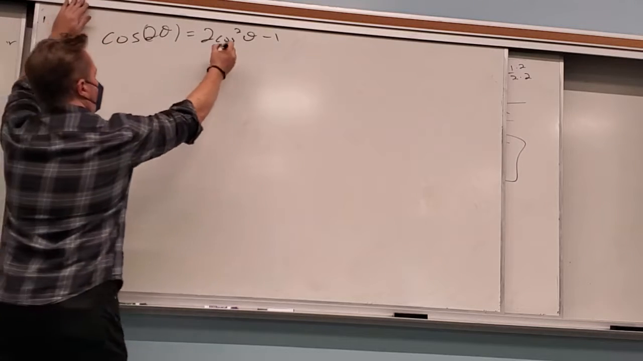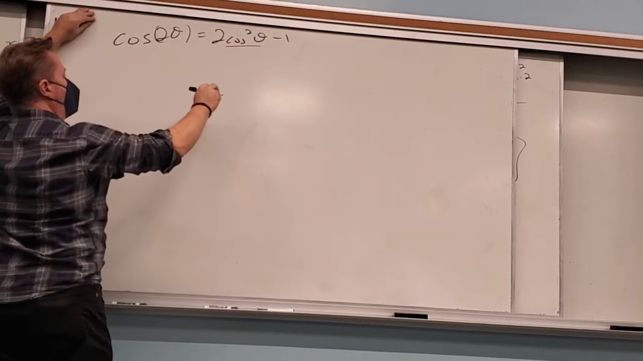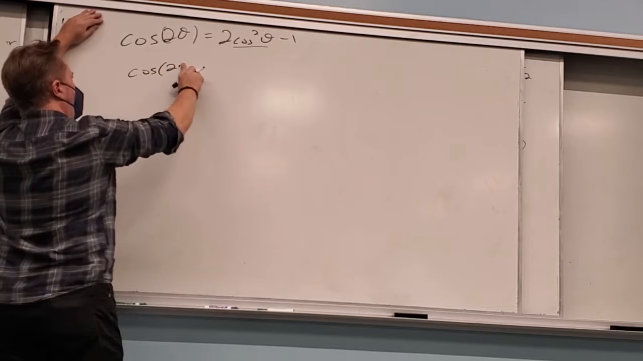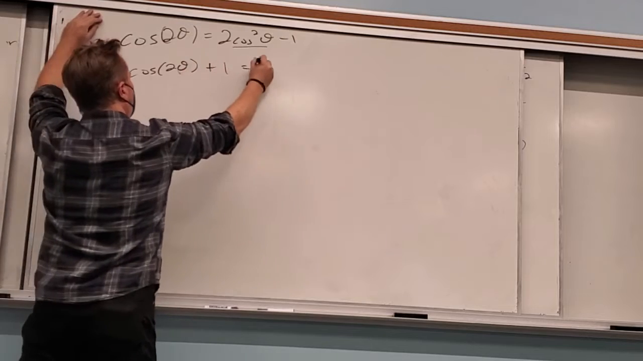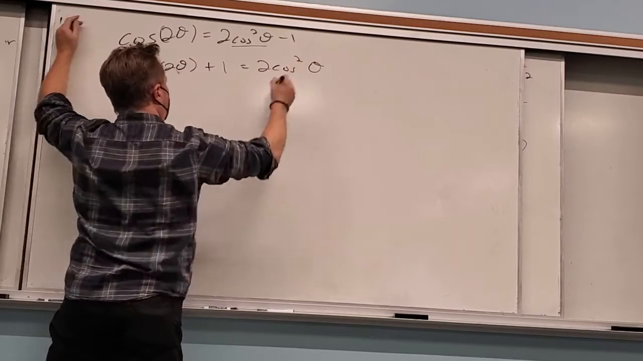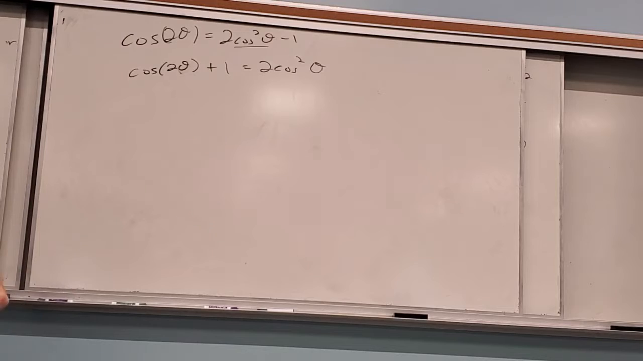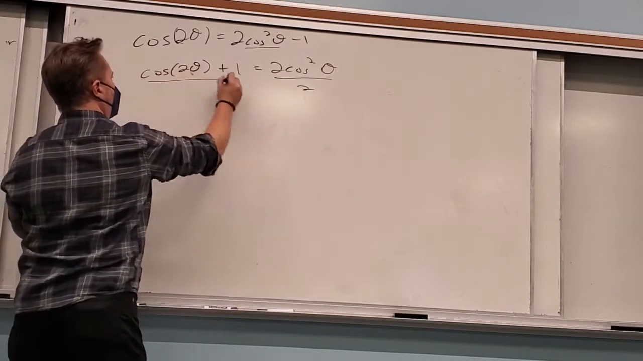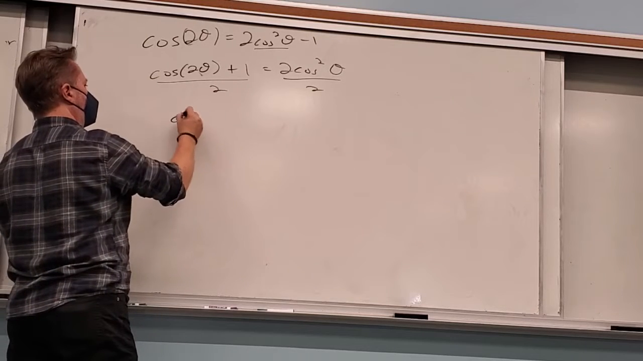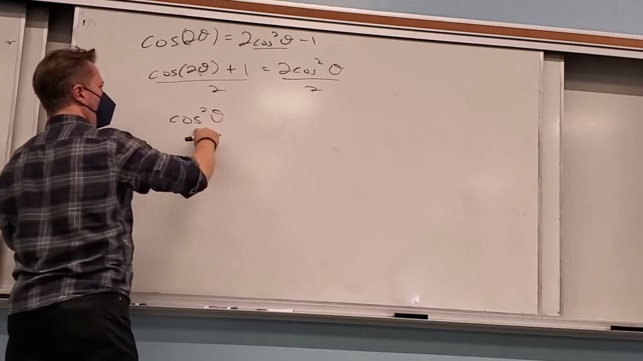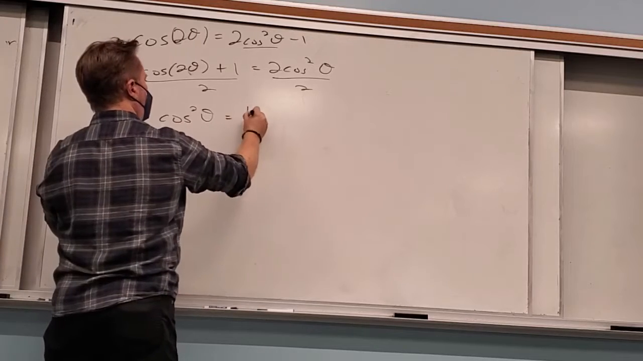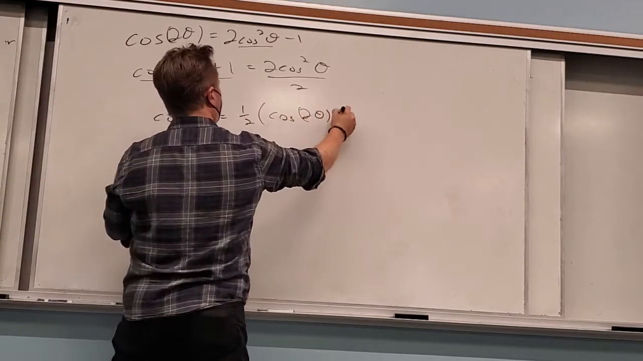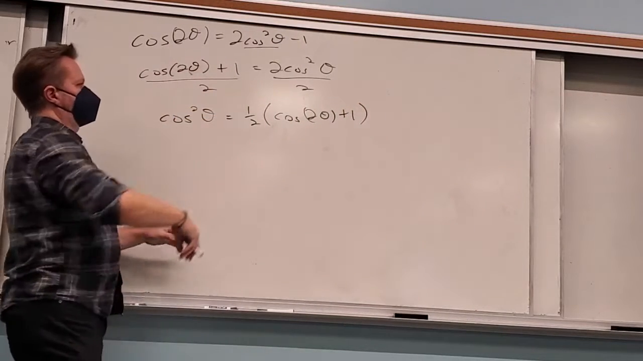So what's the first step to solve for cosine? Add 1. Come on, theta. And then divide by 2. Same way we did earlier. So let me put this over here. Cosine squared theta equals 1/2 cosine 2 theta plus 1. Is that all right?